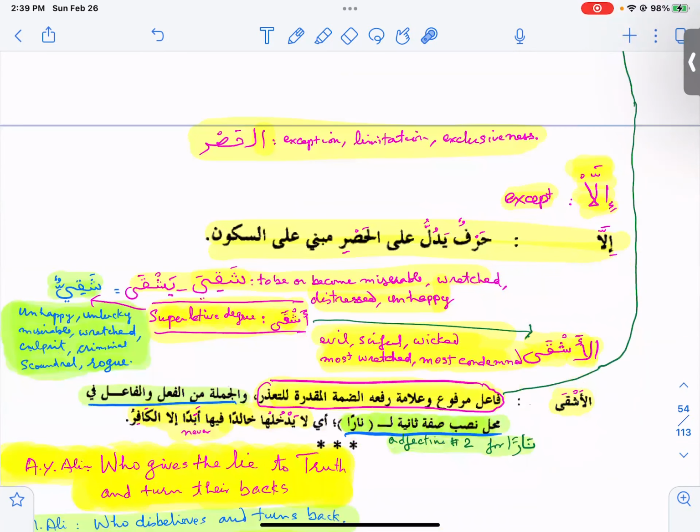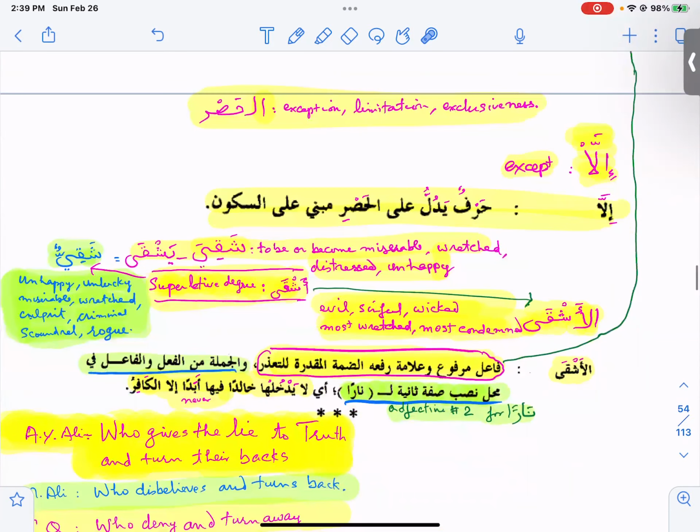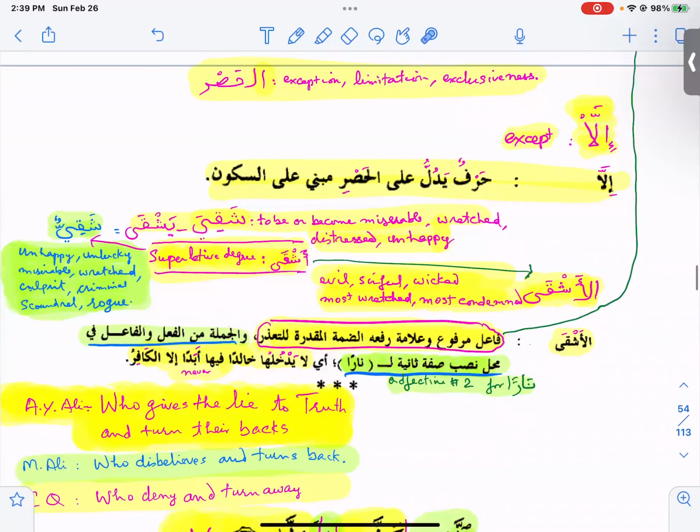So my brother and sister, what will be ashka? Shakiya, yashka: to be or become miserable, wretched, distressed, unhappy. All these things are from shakiya, yashka, shakiyun. Shakiyun means unhappy, unlucky, miserable, wretched, culprit, criminal, scoundrel, rogue. These are all ashka. So ashka is a superlative degree. Illa ashka: evil, sinful, wicked, most wretched, most condemned.